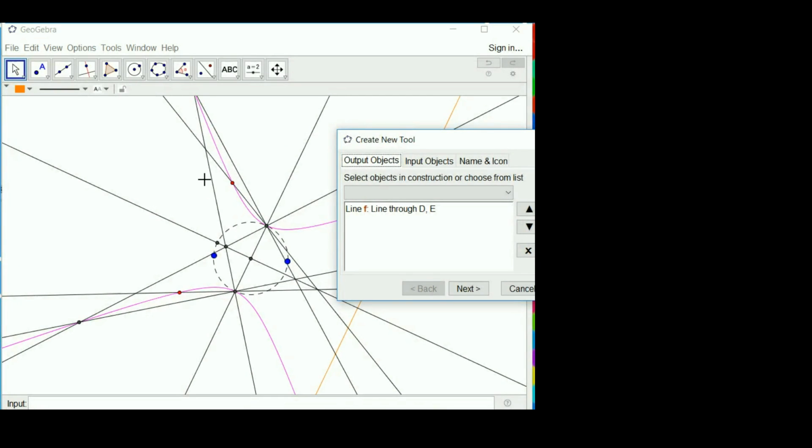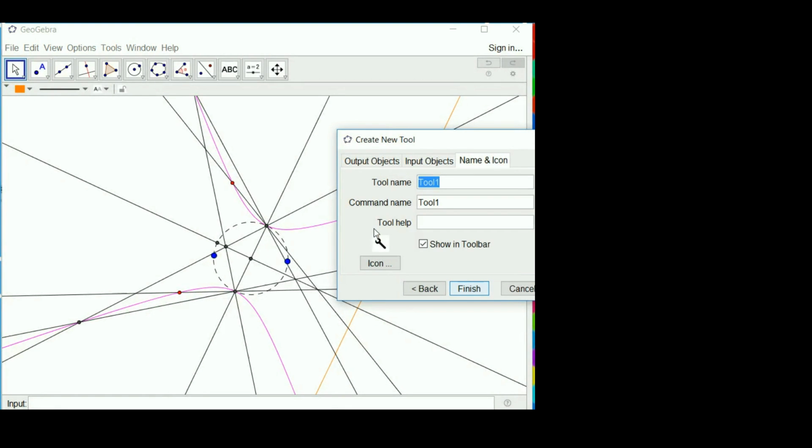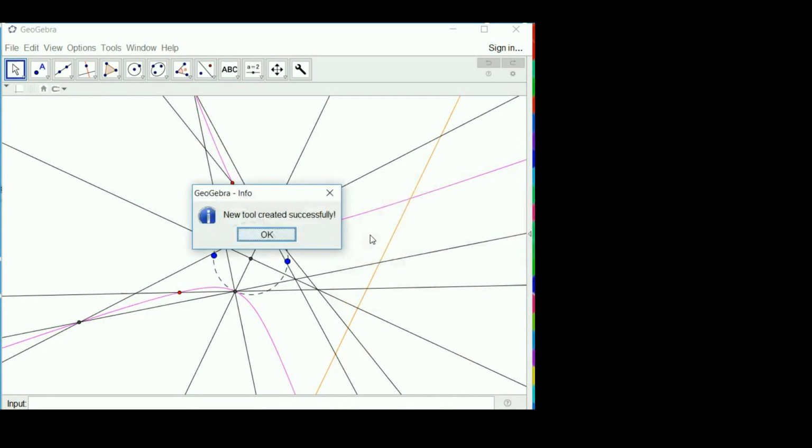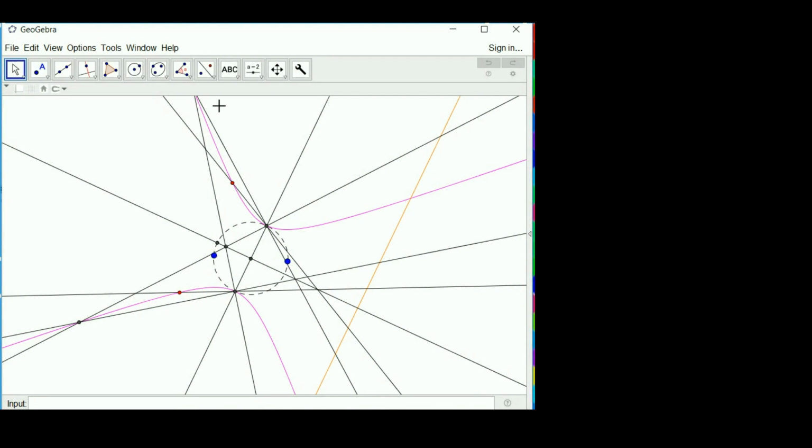The output should be this hyperbola, and the inputs will that do? Yeah, okay. So tool name, image circ. Finish. Okay, so this is basically automatically determining where our imaginary circle meets a given line.